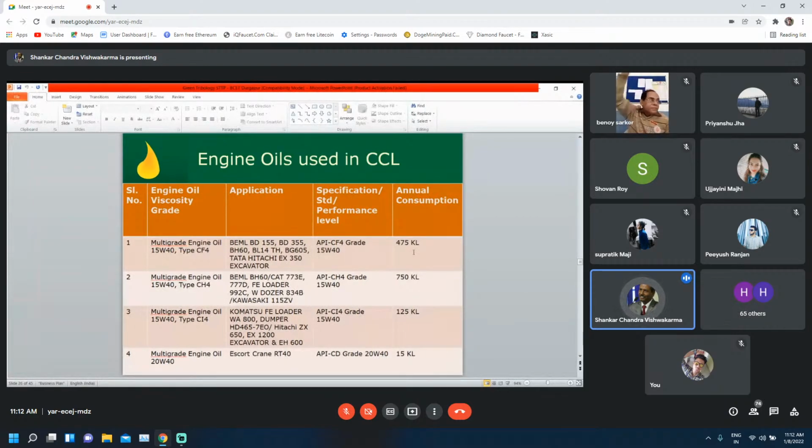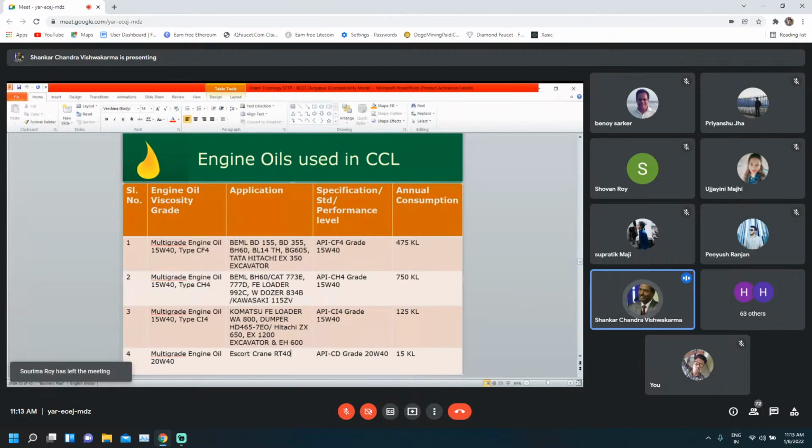And you see the consumption. I am giving this table only to expose you to the amount of oil we are using in Coal India, different grades of oil in different subsidiaries of Coal India. But I am giving only the data related to CCL. So it is 475 kiloliters, 750 kiloliters. This is multigrade engine oil again for another equipment. So these are the different engine oils we are using in the different HEMMs.